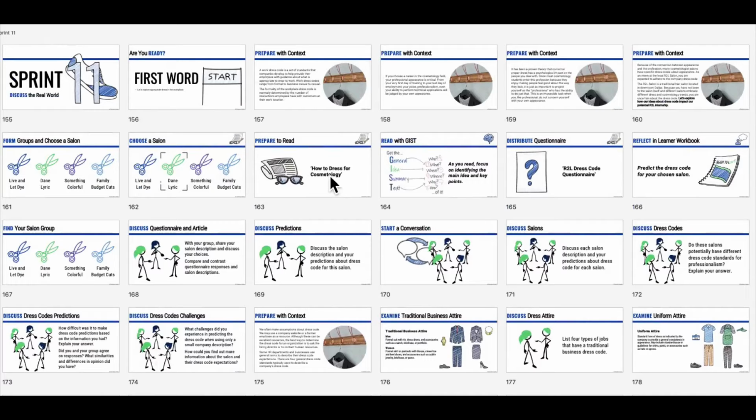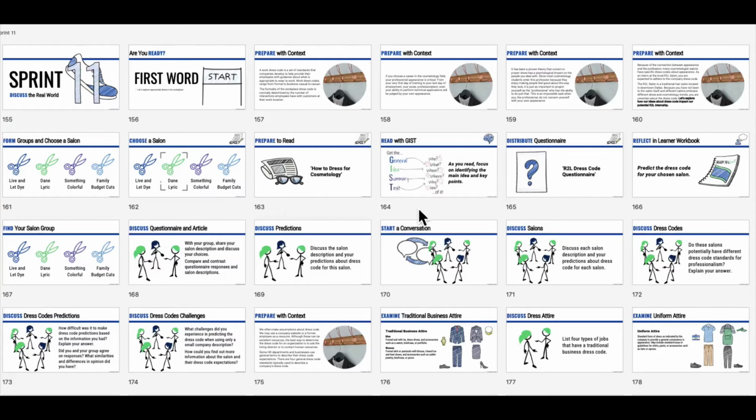is. Just to give you a quick preview of this particular activity, just to give you an example, the students are given some context about cosmetology and professional appearance, and then they form groups, they choose a salon, they read an article about how to dress for cosmetology, they use some learning to learn skills related to reading that article, they take a questionnaire to predict the dress code for their salon based on what they read about that salon.